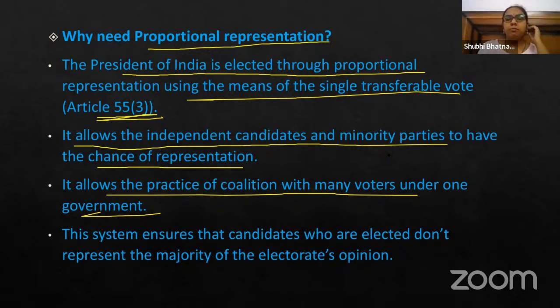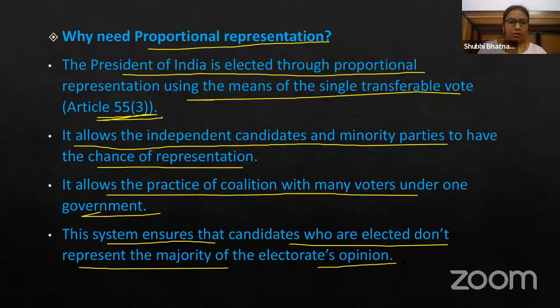और इसमें एक्चुअली क्या होता है, देखो इसमें देयर विल बी ग्रुपिंग कि अगर किसी पार्टी को 40% सीट्स मिलें, किसी दूसरी पार्टी को 30% मिलें, और किसी दूसरी पार्टी को 20% मिलें और किसी को 10% मिलें, तो जितने परसेंट उनको वोट्स मिले उतने परसेंट उनको सीट्स मिल जाएंगे. सो ये एक्चुअली अलाउ करता है कोएलिशन की प्रैक्टिस को. ओके, so this system ensures that candidates who are elected don't represent the majority of the electorates.